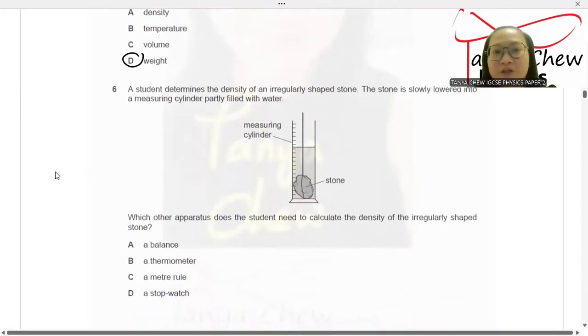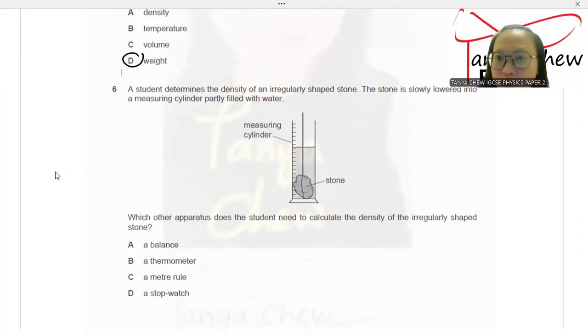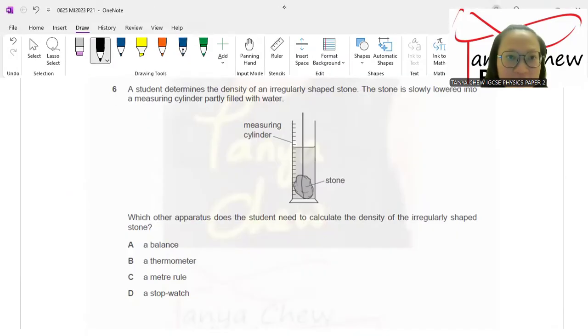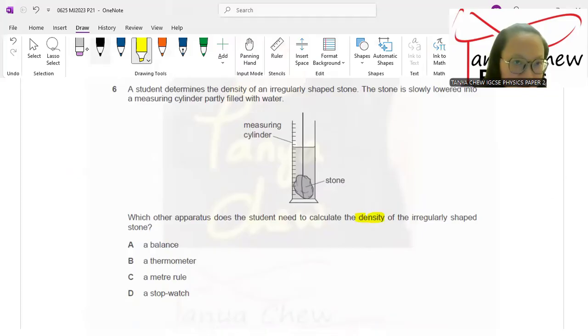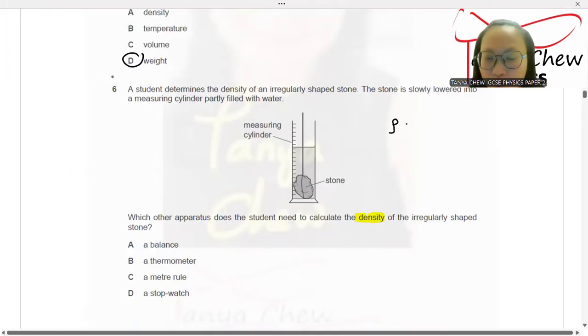Number 6, a student determines the density of an irregularly shaped stone. The stone is slowly lowered into a measuring cylinder, partly filled with water. Which other apparatus does the student need to calculate the density of the irregularly shaped stone? Now, look at the hint. The hint from this question is to calculate density. Do you still recall the definition of density? Density, which is this symbol, rho, is equal to mass over volume.